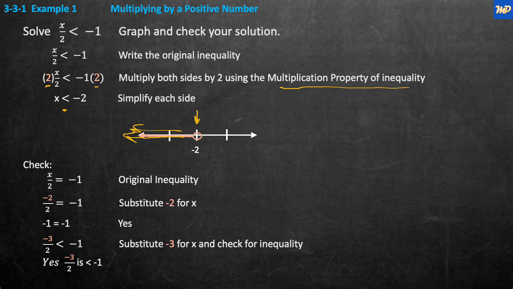And then we can go following the line, which is, how about negative 3? Put negative 3 in here because we chose it now. Negative 3 divided by 2, is that less than negative 1? So we're substituting a negative 3. And the answer again is yes. Negative 3 halves is less than negative 2 halves, if you will, or negative 1. Okay?